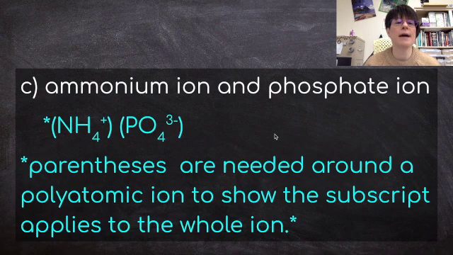Let's take a look at a polyatomic ionic compound. So we're going to now use our polyatomics, and this is an ammonium ion and a phosphate ion. So here I write the ammonium ion, NH4, with its positive oxidation number, +1, and phosphate, PO4, with a -3 oxidation number. Now I have put the parentheses around the polyatomic ions to show that the subscript that we're going to write next to each one applies to the whole ion. Otherwise, it would just apply to part of it.